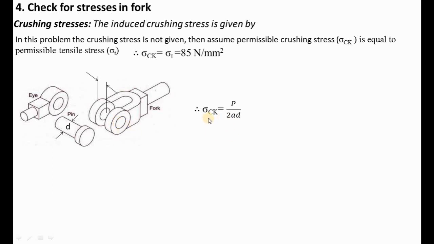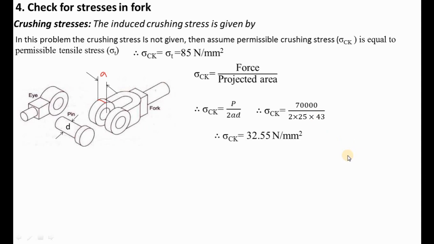Here the induced crushing stress sigma ck is equal to P divided by 2AD. Here A is the thickness of the fork, along this direction, and D is the diameter of the pin. There will be a double crushing, that is why it is 2AD. So sigma ck equals, with P being 70,000, the thickness 25 mm, and the diameter of the pin 43 mm as per the calculation, the induced crushing stress is 32.55 Newton per mm square.